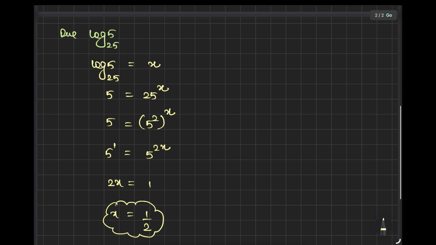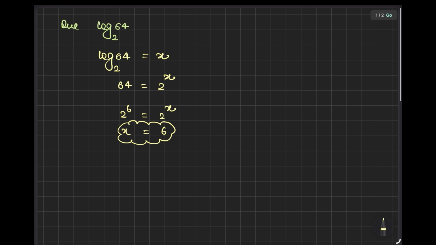I hope you understood these two illustrations. So these are the basics. One by one we will grow.